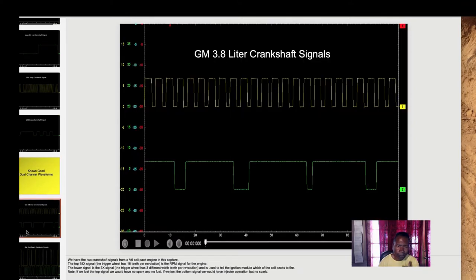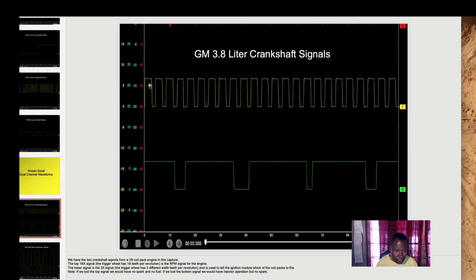Here's the first one. It says GM 3X signal, GM 3X crankshaft signals. The top one's 18X and the bottom one's a 3X signal. 18X means it has 18 teeth on the shutter blade. This is for the RPM into the ICM or PCM.